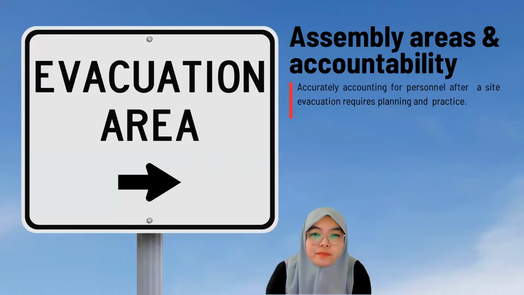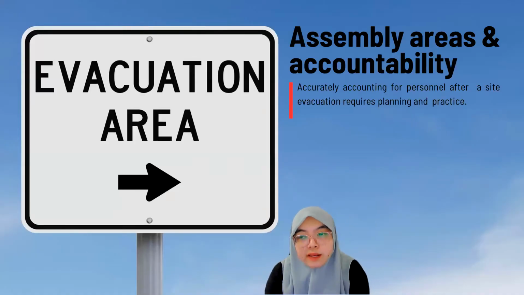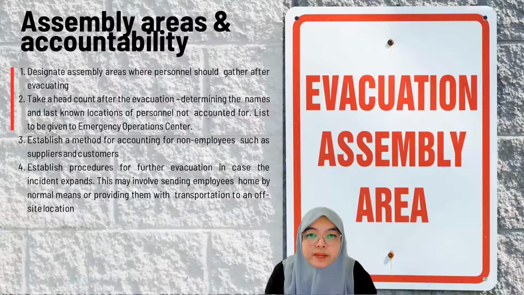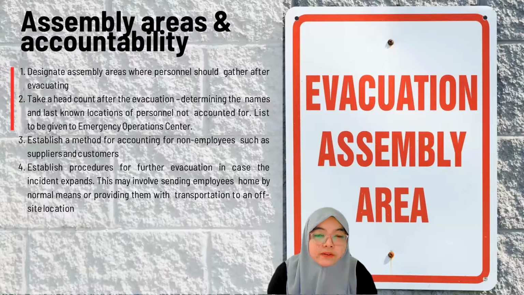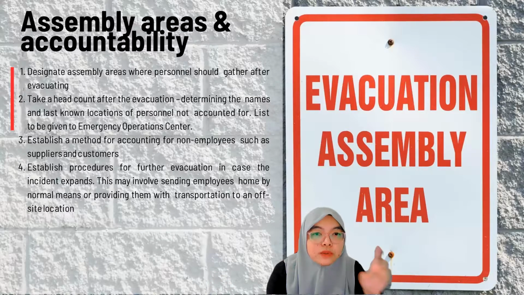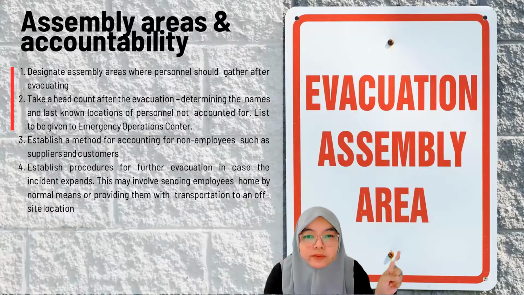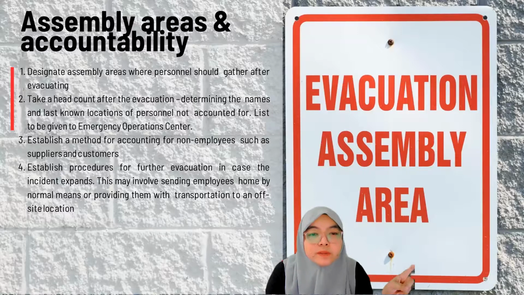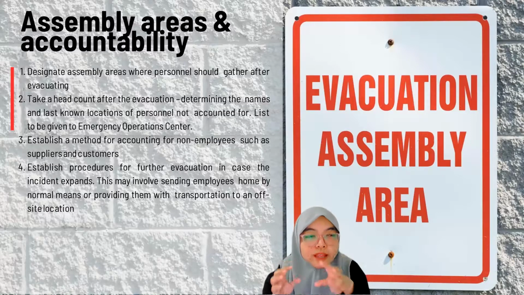Okay, so evacuation area: assembly area and accountability. We need to have a very good, huge space of evacuation area to avoid any problems. You must designate an assembly area. After gathering, take a head count after evacuation. Once you have evacuated everyone and assembled at one place, you need to take a head count. For example, you have 100 people together, and after the head count, it's only 98 people, so 2 people are missing. Then you can take quick action to find the 2 missing people.